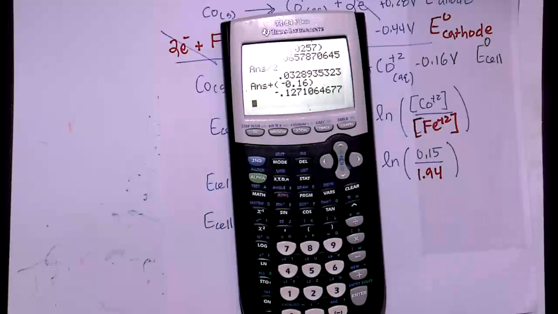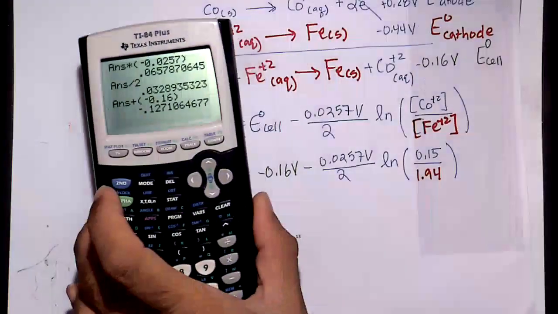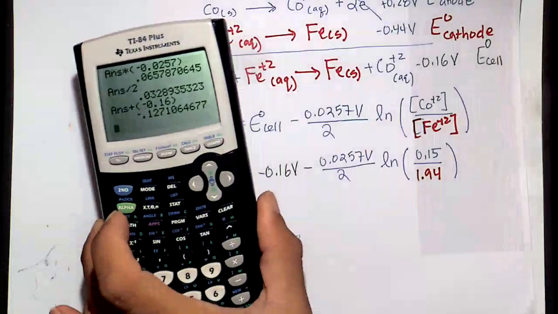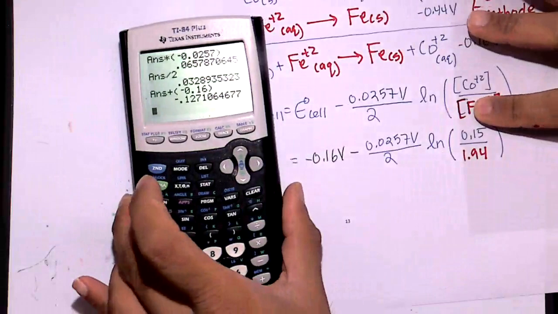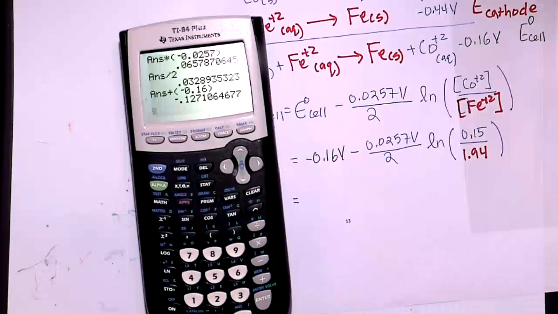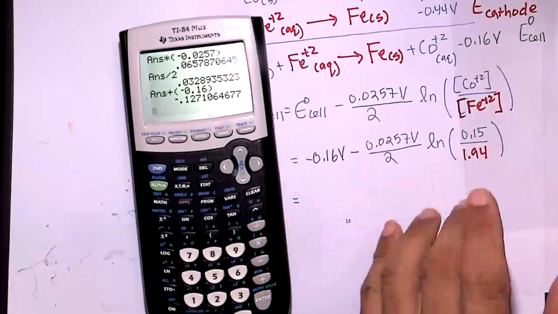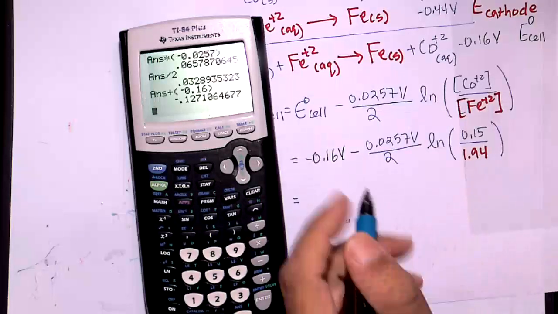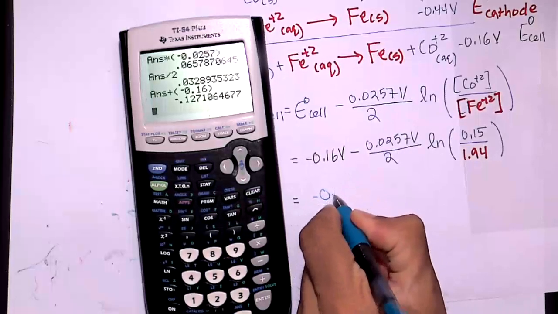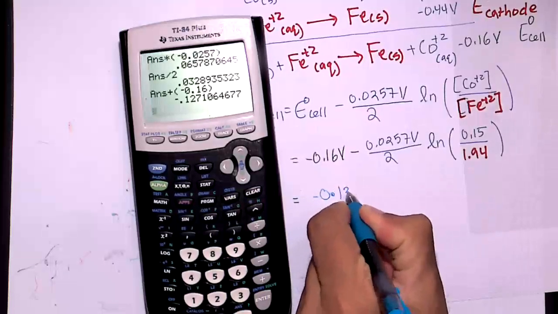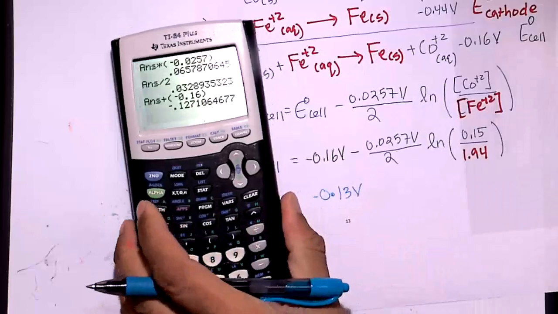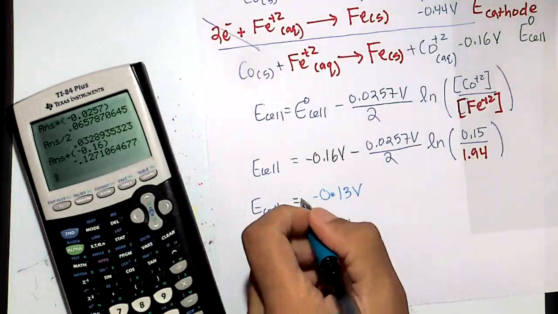I'm getting negative 0.13 volts again. Is that right? I got it twice, so is that what you got? Okay, all I need is 1%. Yeah, negative 0.13 volts. Okay. This is E cell.